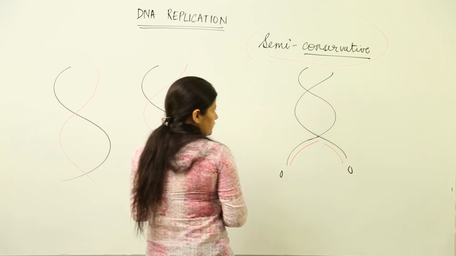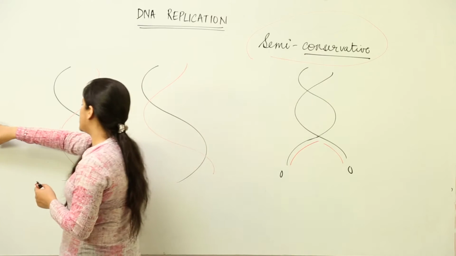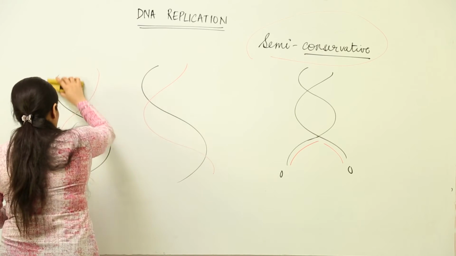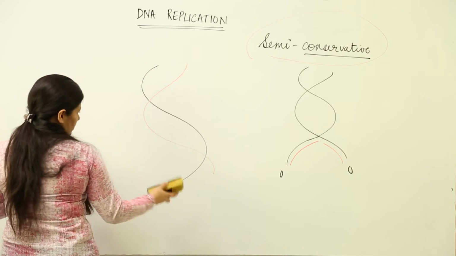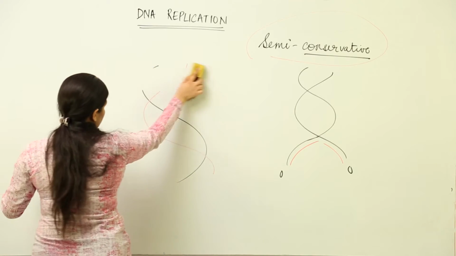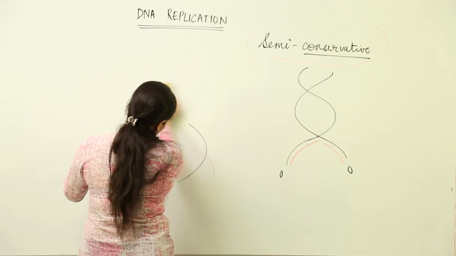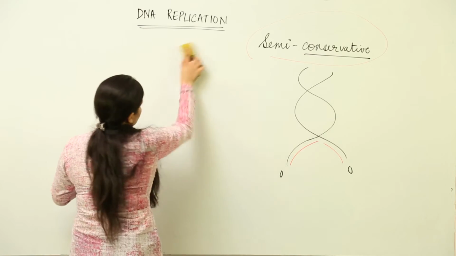Alright, now how was it proven? In 1958, there was an experimental proof given that DNA replication is semi-conservative. Now, as I told you, it is like this. Now, this has to be proven. Again, E. coli comes to our rescue.